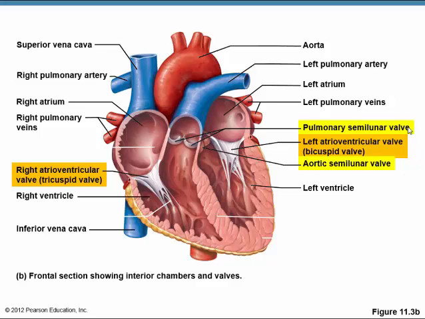The two semilunar valves guard the exits from the ventricles. The pulmonary semilunar valve sits between the right ventricle and the pulmonary trunk, and the aortic semilunar valve sits between the left ventricle and the aorta.